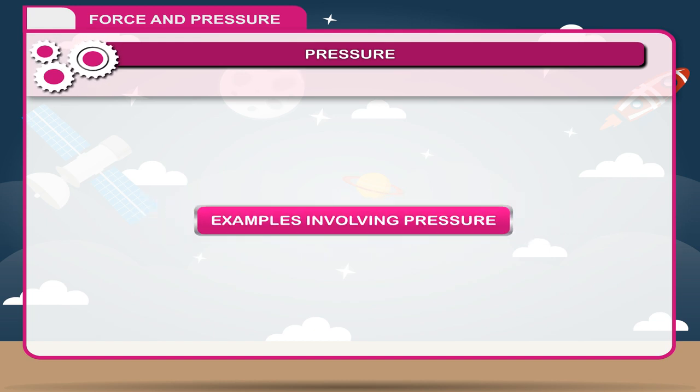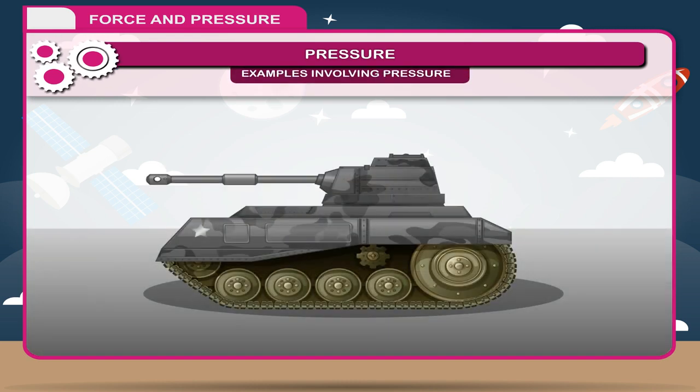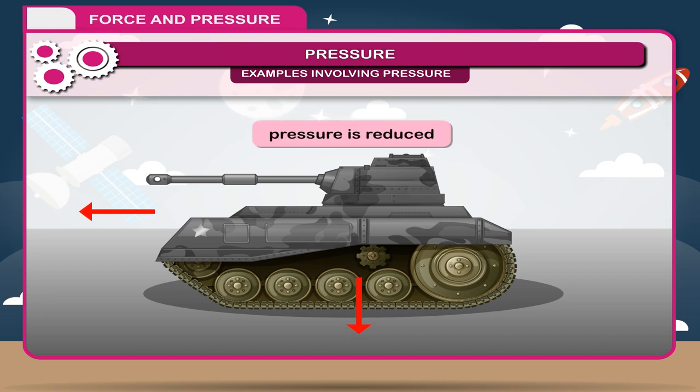Examples involving pressure. 1. Army tanks are usually very heavy and therefore exert a lot of force on the ground. Hence, they are made to move over broad steel tracks rather than on wheels, as broad steel tracks increase the area of cross-section in contact with the ground and so pressure is reduced. Thus, the movement of tanks becomes easier without their sinking into the ground. For the same reason, caterpillar tracks are provided with 16 wheels and more to increase area in contact.